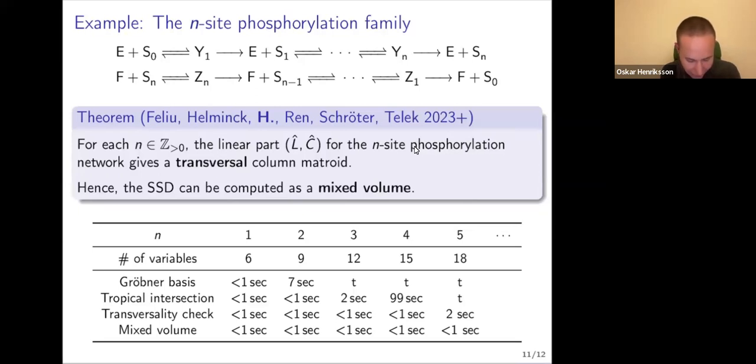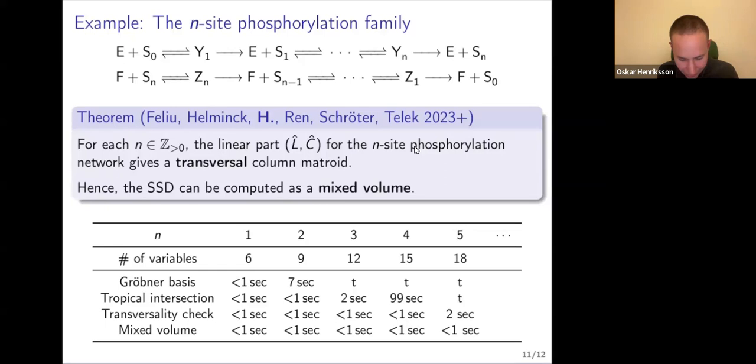But if we do it with this transversality and turn it into a mixed volume, then it's easy to compute, I think up until n equal to 7, and possibly it's feasible a little bit further than that. So this has the potential to speed up computations a lot if we have a transversal matroid, which is not at all always the case. For the Wnt pathway, for example, we don't have this nice property. So there we're sort of stuck with these 15 seconds and can't improve that.